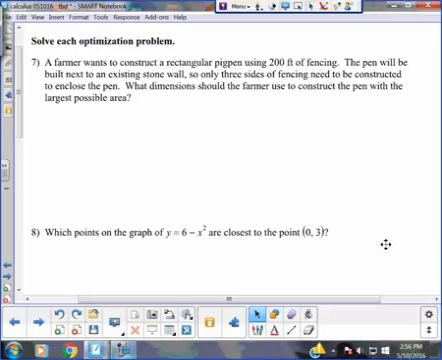So I got 3 problems today for optimization. First one here, number 7. A farmer wants to construct a rectangular pig pen using 200 foot of fencing. The pen will be built against an existing stone wall, so only 3 sides of fencing need to be constructed. What dimensions should the farmer use to construct a pen with the largest possible area?